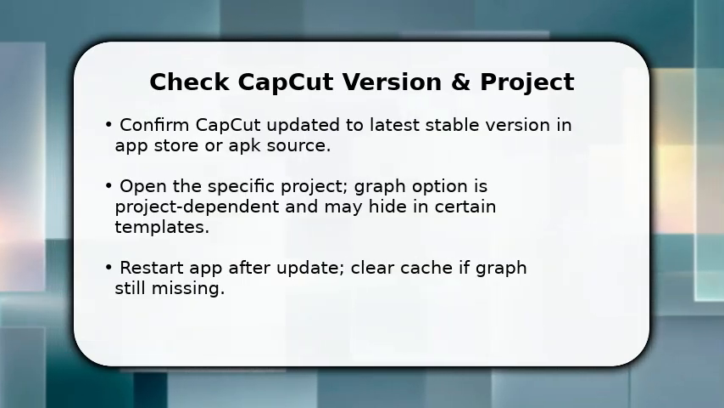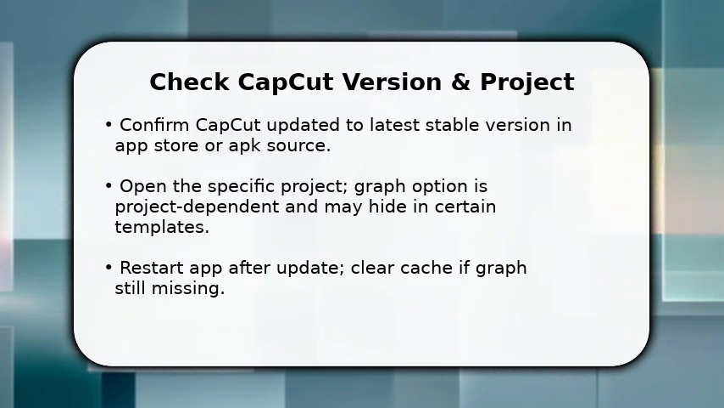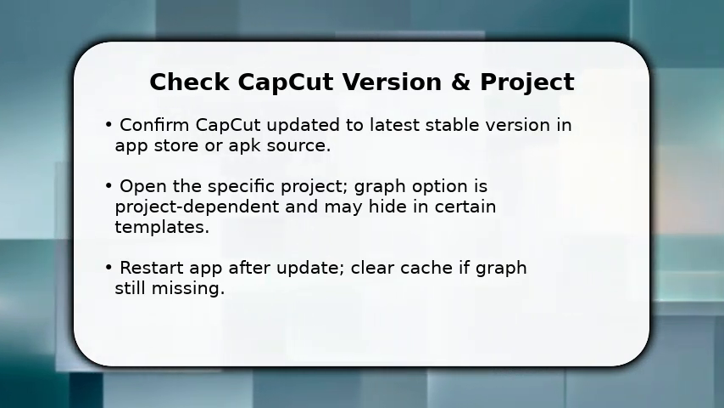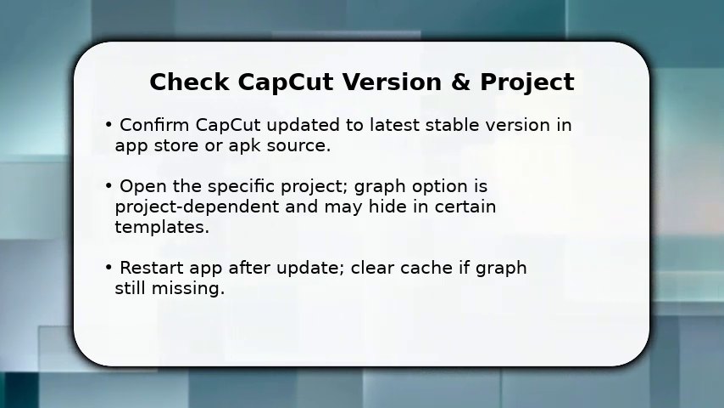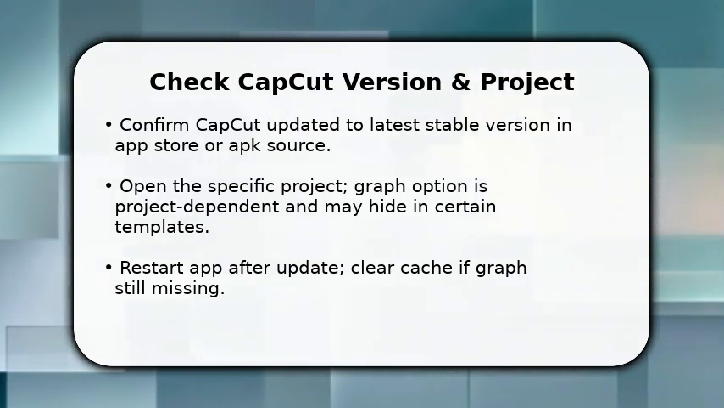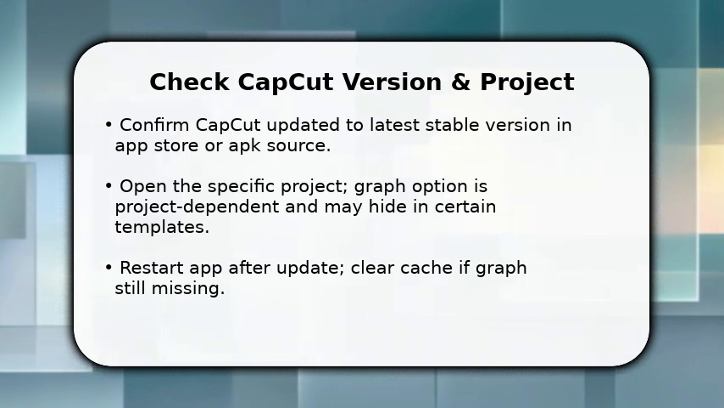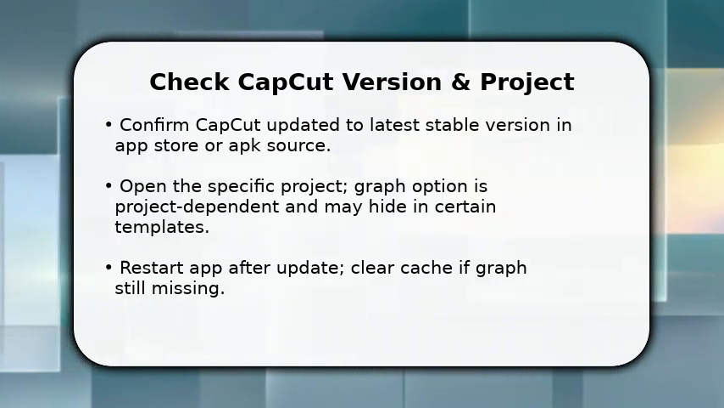You start by confirming CapCut is fully updated and that you open the exact project where the graph option disappeared. This matters because older builds remove or relocate effects. Once done, make sure to restart the app and clear cache. That forces the app to reload feature lists.